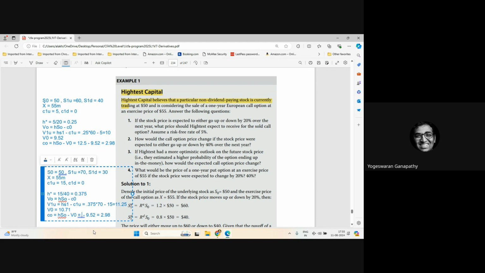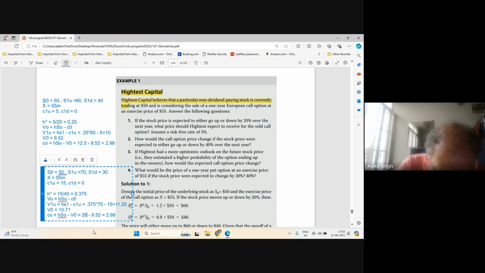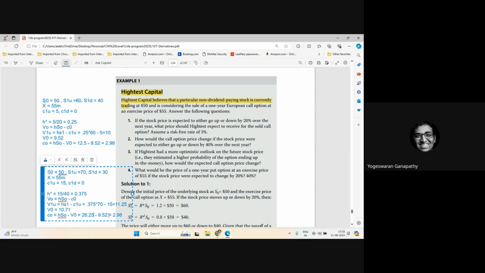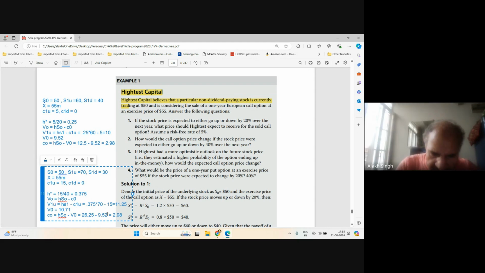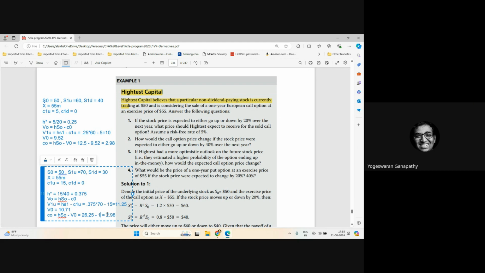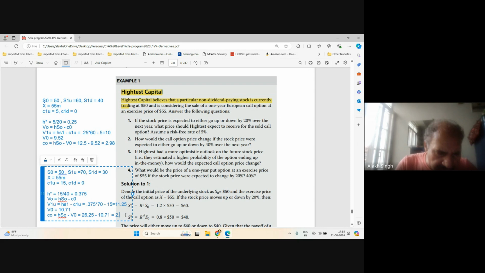375 to 70. 26.25, and minus how much is this? 10.71. So how much is that? Minus 15.54. Oh my God, the call increased so much.